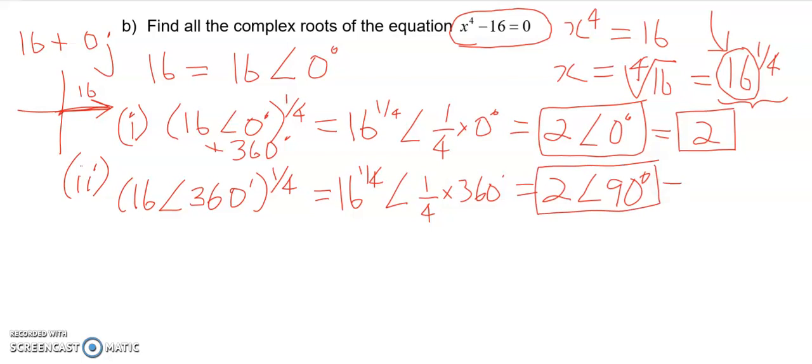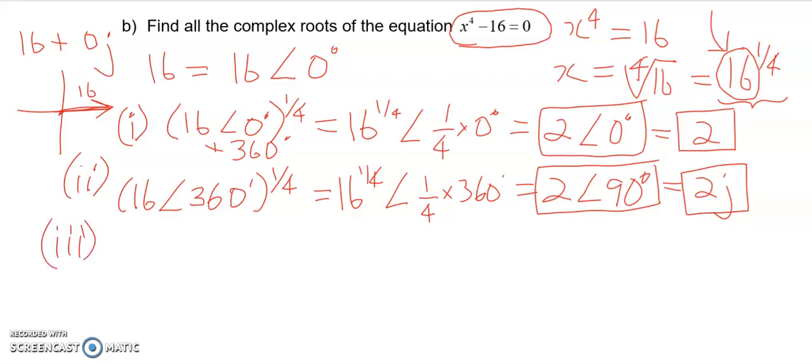Now if you change that back into rectangular form, remember a is equal to 2 times the cosine of 90, and b is equal to 2 times the sine of 90. And what you're going to end up with is a becomes 0, b becomes 2. So that means the second root is actually 2j. There's your second solution. Now if you take your calculator, put it into complex mode, and put 2j inside a set of brackets and raise it to the power of 4, that should be equal to 16. You can even do the calculation manually.